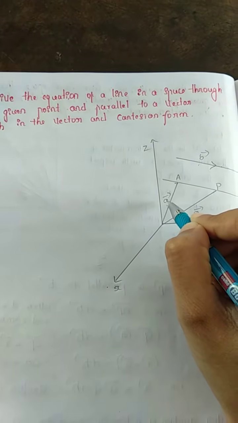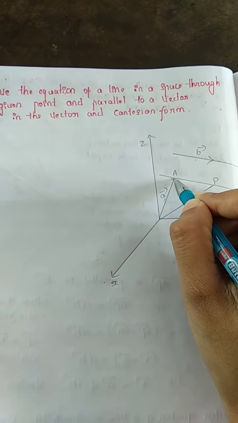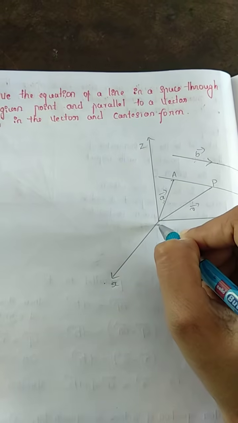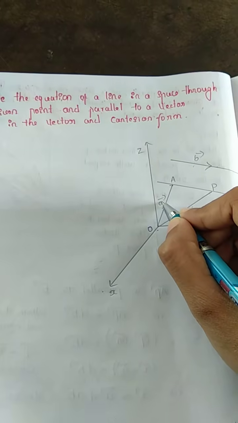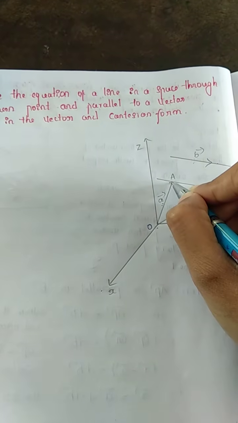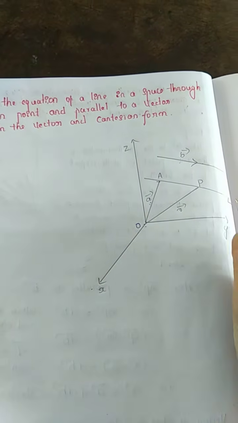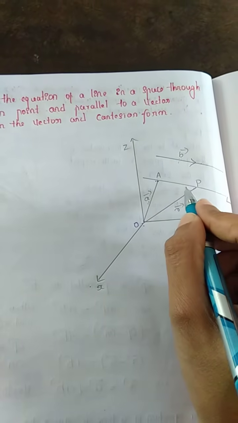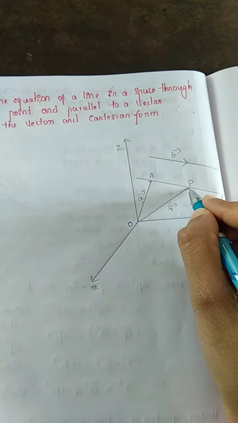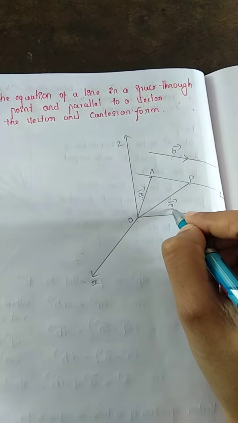And let vector A be the position vector of the point A with respect to the origin O. And line L is passing through the point A and is parallel to the vector B. And point P is an arbitrary point in space with position vector R.